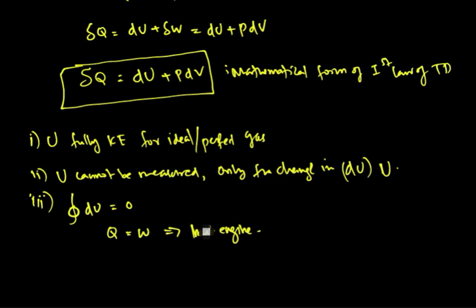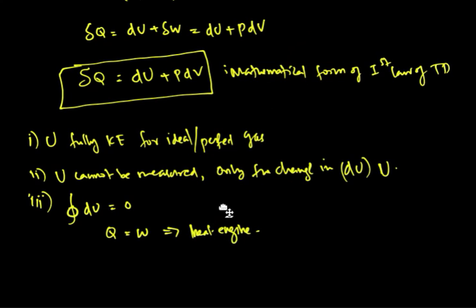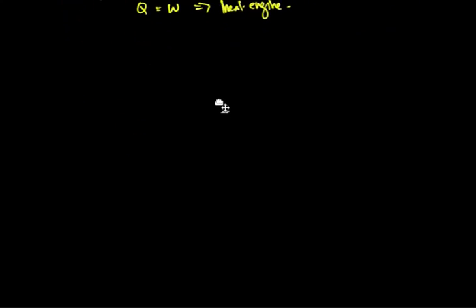Now we have to discuss some of the applications and the impact of the first law of thermodynamics. First of all, we will consider how we can derive the equation of state for an adiabatic process. We are familiar with the expression PV raised to gamma is equal to a constant, which is the equation of state for an adiabatic process.